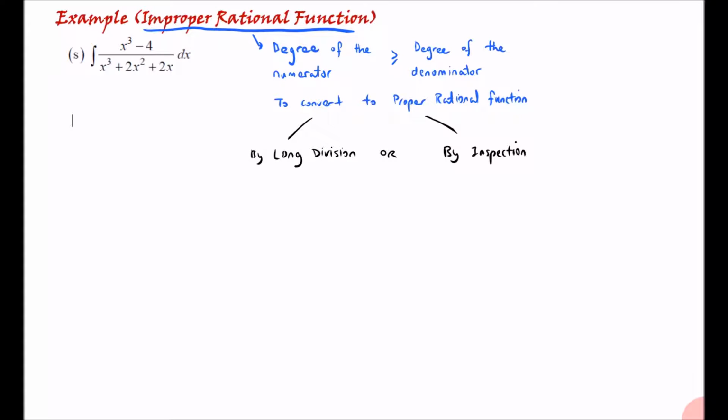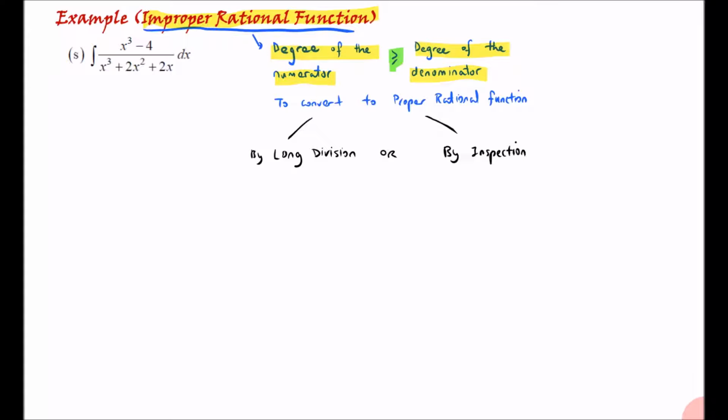Hi guys, today we're going to go through the last two examples for integration using partial fraction. As you can see, this example involves an improper rational function. So what is an improper rational function? The definition is something like that: the degree of the numerator must be greater than or equal to the degree of the denominator.